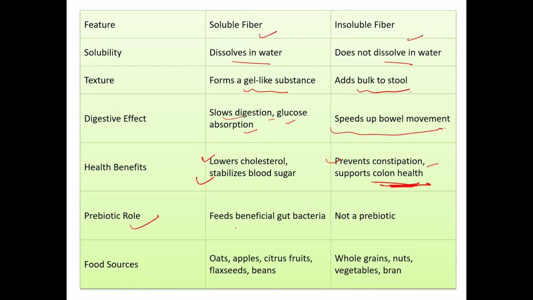Prebiotic role: soluble fiber feeds beneficial gut bacteria, whereas insoluble fiber does not act as a prebiotic. Food sources: oats, apple, citrus fruit, flaxseed and beans are examples of soluble fiber, whereas whole grain, nuts, vegetables and bran are rich in insoluble fiber.